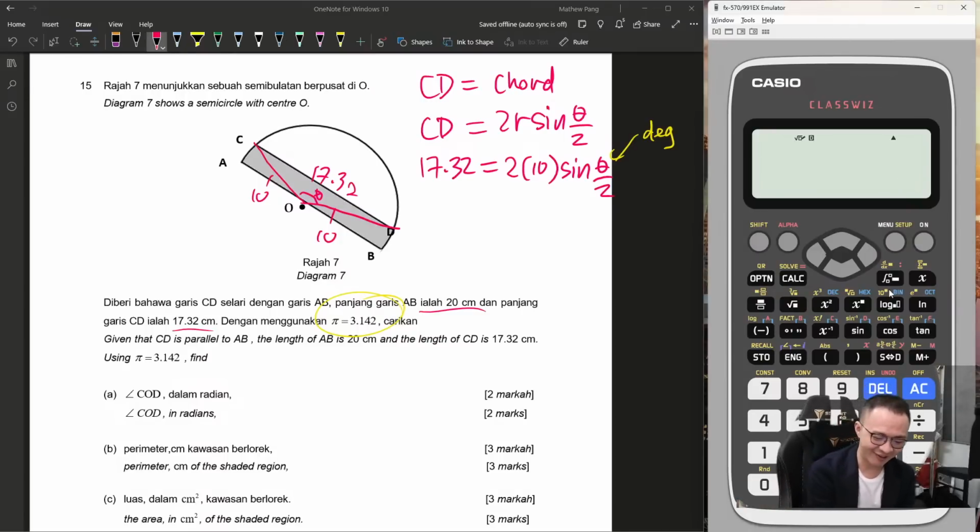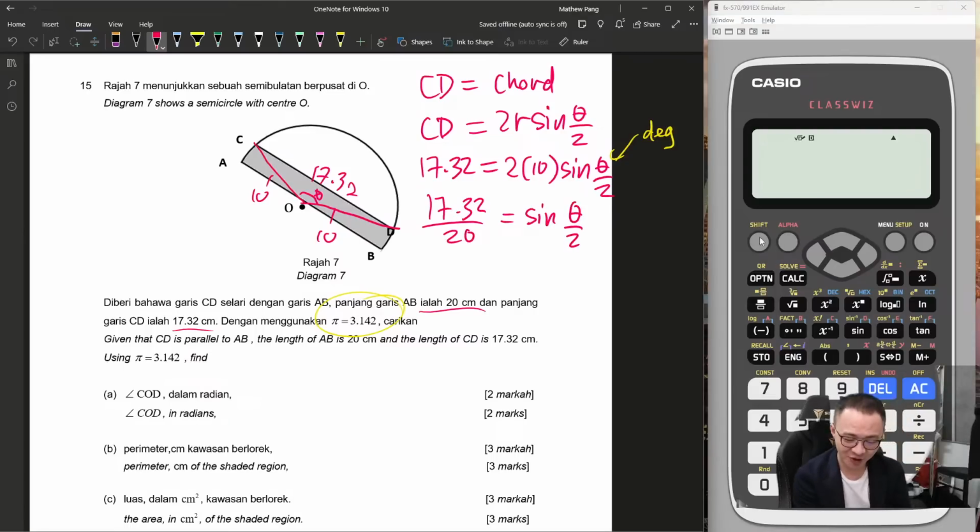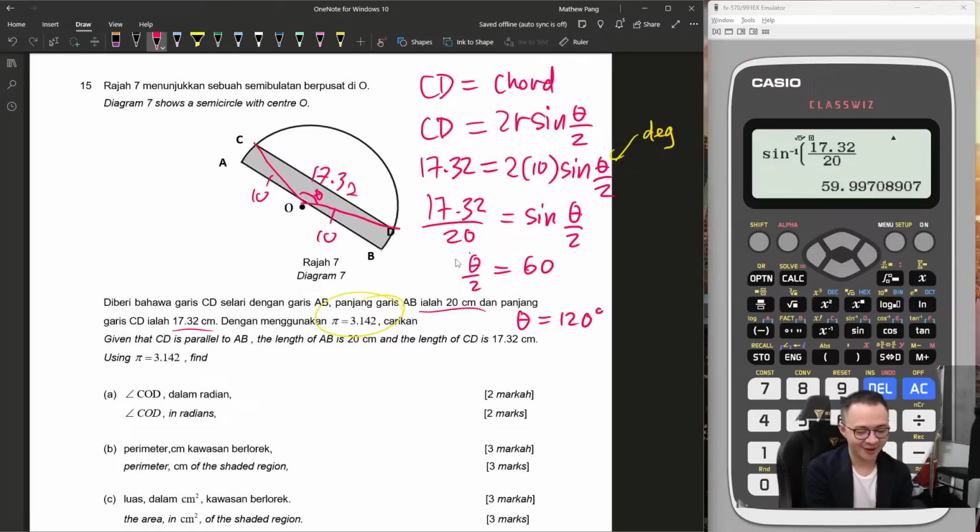Okay, so now calculator in degree. 17.32 divided by 20. Then this is sine theta over 2. Then I will shift sine the whole thing. 17.32 over 20. Then wow, we got this one. It will round off to 60 degrees. So theta is 120 degrees. 120 degrees is not in radian, so we need to change to radian. We have a formula. How to change to radian? Multiply pi over 180. And we have the pi, this is 3.142. Let's do this one.